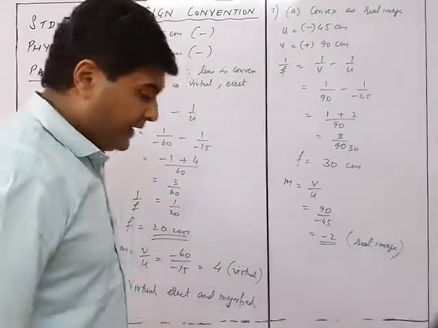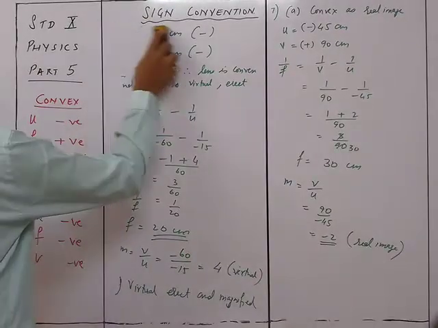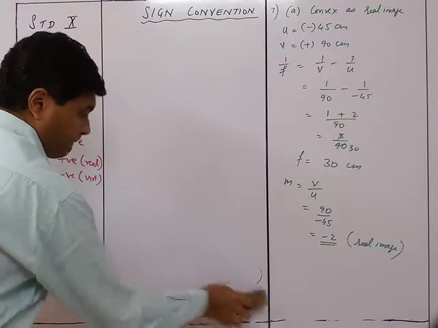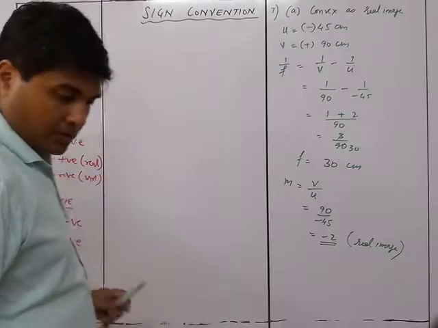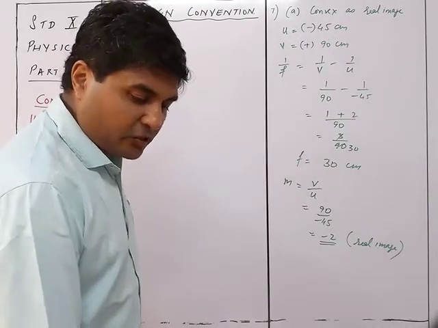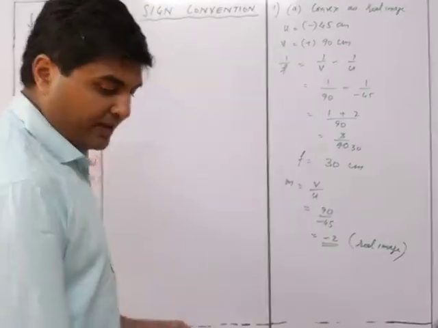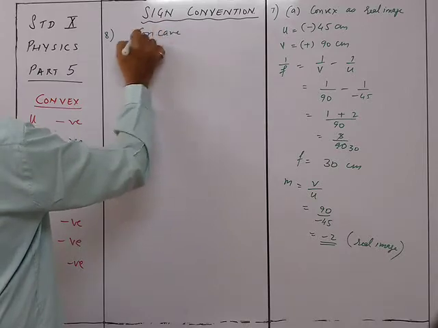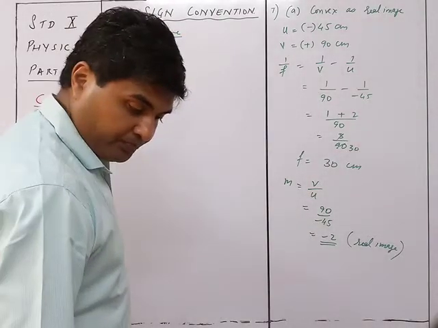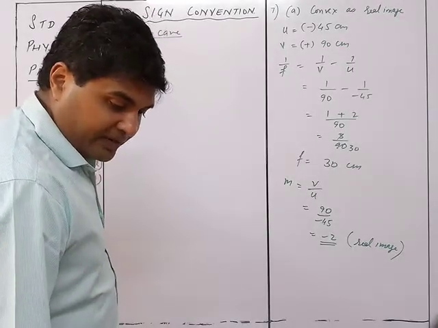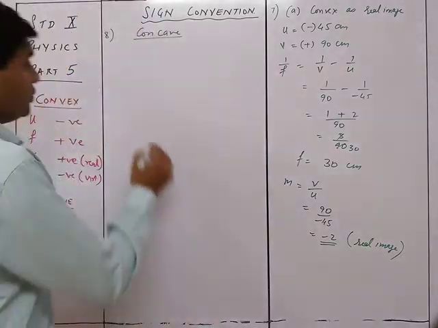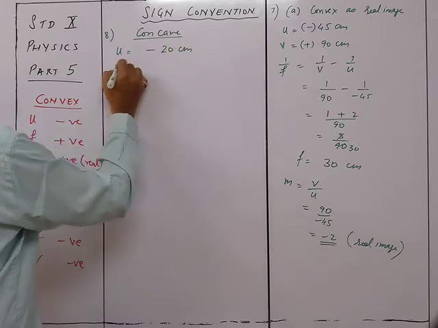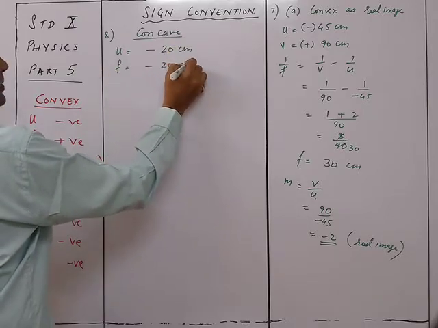We come to sum number 8. An object is placed at a distance of 20 centimeters in front of a concave lens. So this is the first sum with concave, and we have one more sum of concave. Object placed at 20 centimeters in front of a lens of focal length 20. So u is equal to minus 20 centimeters, f is equal to minus 20 centimeters.